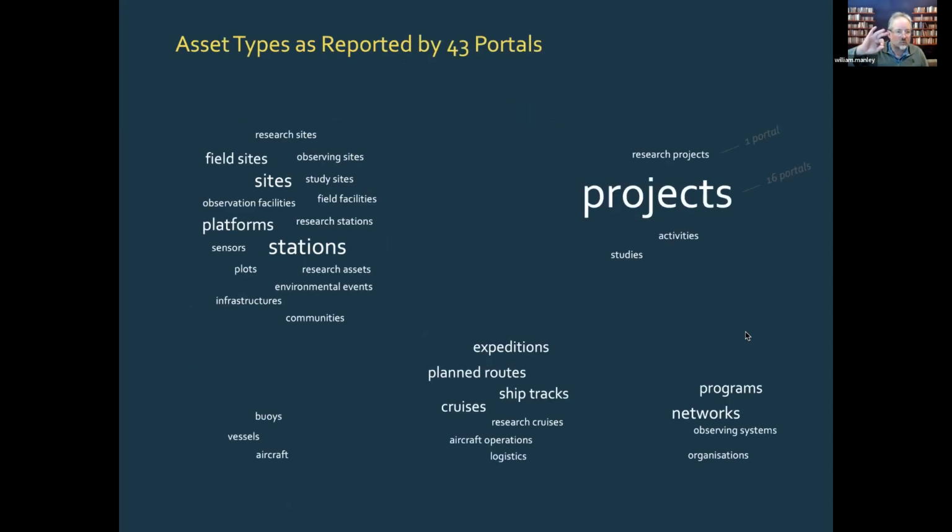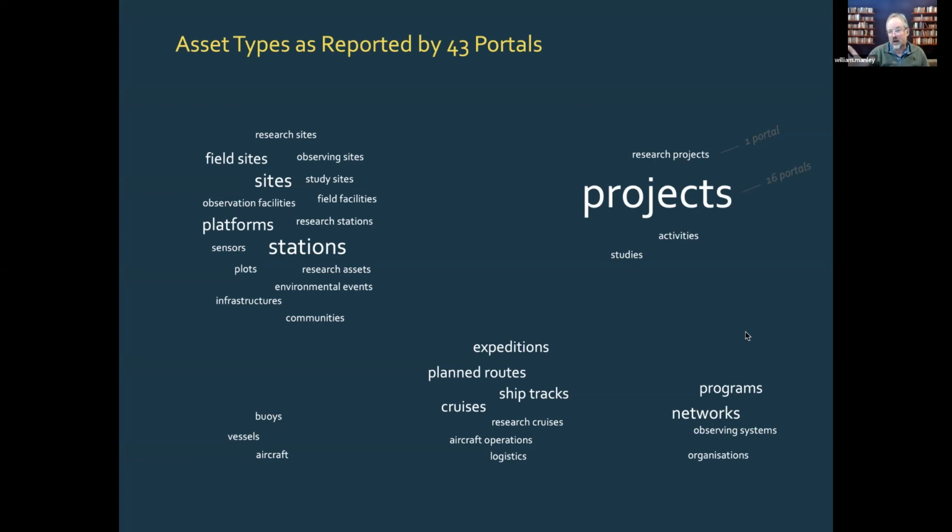So getting back to the definition we have for observing assets, what we did to get us there was to look at asset types, concepts, patterns, whatever, as reported by 43 portals that track such things. And so upper left, for example, there's a lot of things that could be considered sites or stations: observing sites, field sites, study sites, research sites. Oh, and the font here is proportional to the number of portals that use the same term, right?